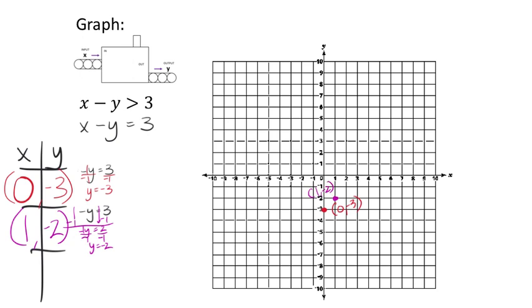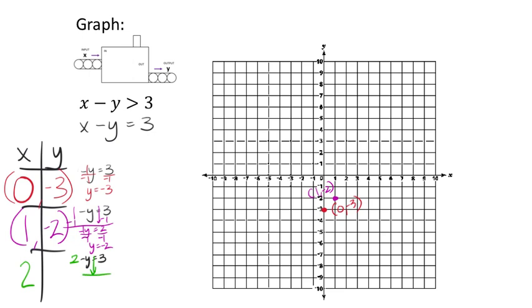Okay, so we see that pattern, and again, that should be good enough to make a line, but I like a third point just to confirm the pattern. So I'm going to choose next an x value that is 2, and we'll see how that goes. So it's x minus y equals 3. We just chose an x value that is 2.